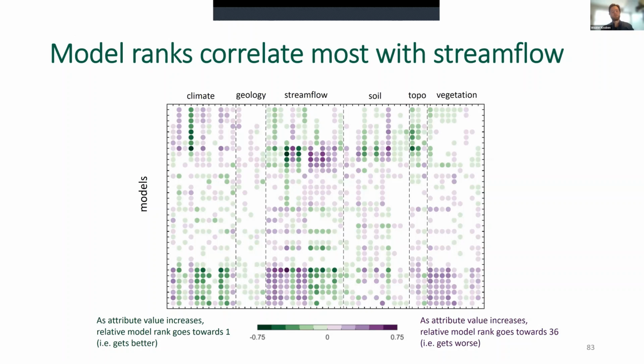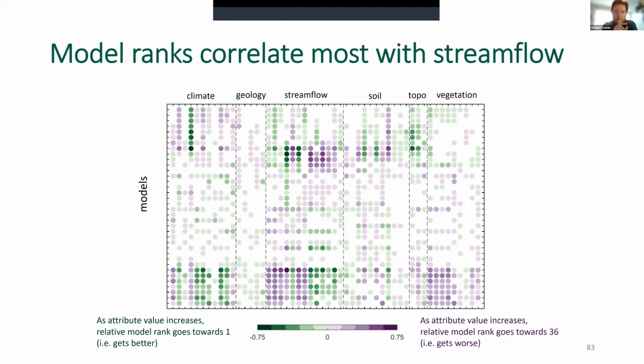And when I show everything together, I think you'll understand why I didn't bother to put any labels on here. Because it's a bit of a mess, right? It's quite hard to learn something from an overview like this. What we can see is there are strong correlations between the streamflow signatures and most of the model ranks. There's also quite strong correlations with climate and maybe less so with geology, soil, topography, and vegetation. But like I said, it's a bit of a mess. There are so many things going on here that make it quite difficult to extract meaningful information.